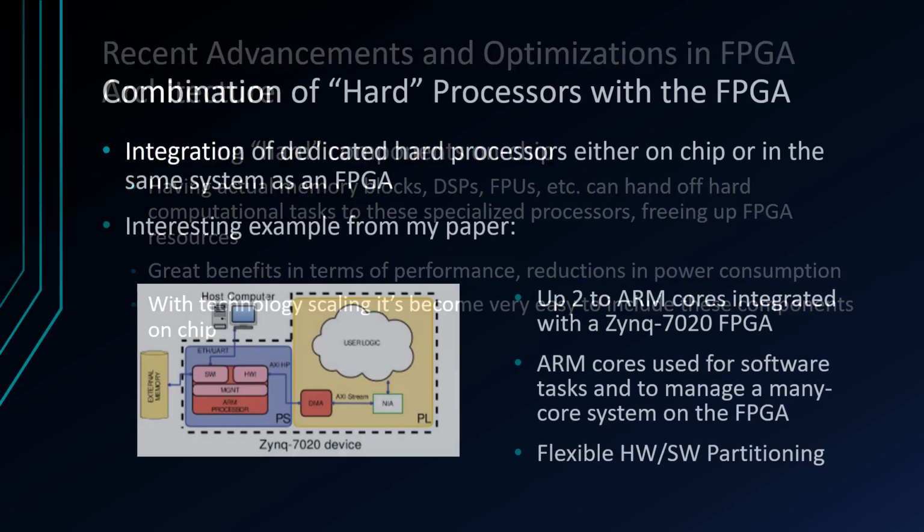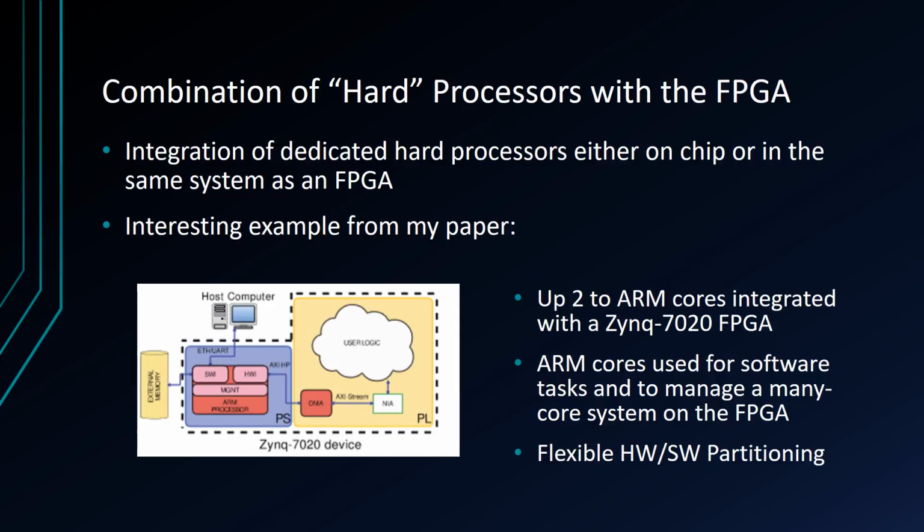And with technology scaling, it has become very popular and commonplace in FPGAs today to include many of these components on chip. That leads into the next advancement, which is a combination of hard processors with FPGA fabric, either integrated directly on one system on chip, or in some cases just combined into one system. One interesting example I saw from my paper was a team of researchers who combined a dual-core ARM processor with a Zynq 7020 FPGA device. By doing so, they used the ARM cores to, first of all, run software tasks and also manage a mini-core system running on the FPGA side.